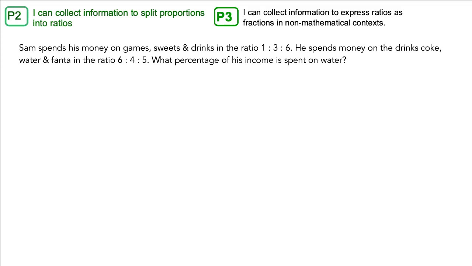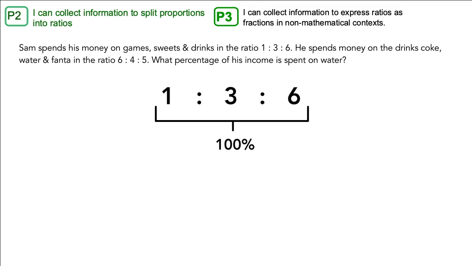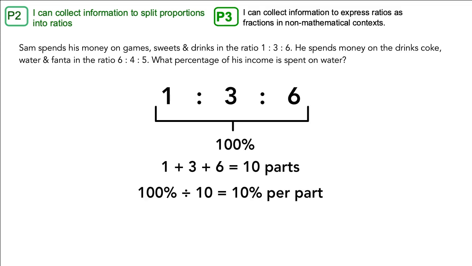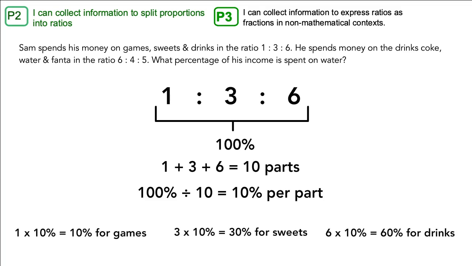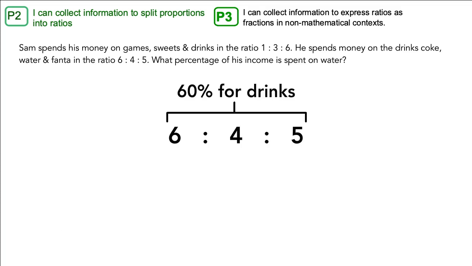Similar to the previous question, we split 100% with the ratio 1-3-6. 1 plus 3 plus 6 equals 10 parts. 100 divided by 10 equals 10, which is in each part. 1 times 10, 3 times 10, and 6 times 10 gives us 10%, 30%, and 60%. We now know drinks represent 60%. The ratio 6-4-5 represents all the drinks. Therefore, this ratio represents 60% of his money.